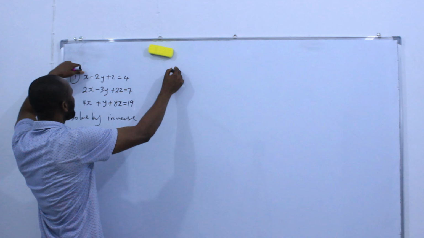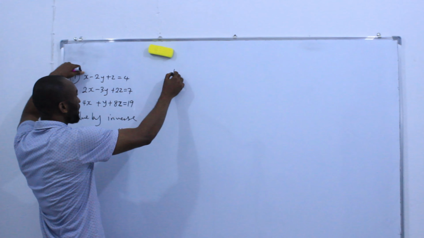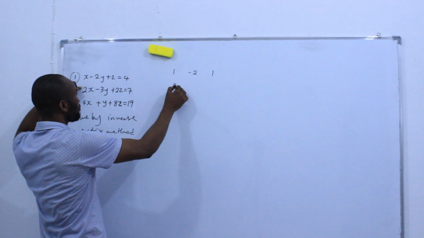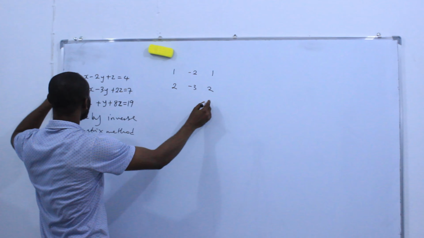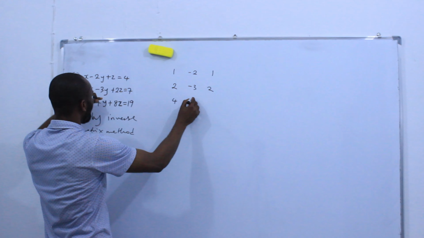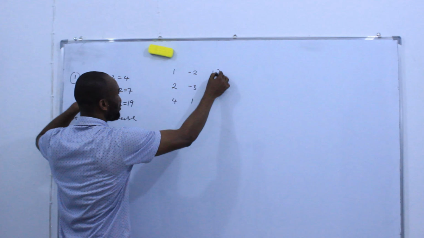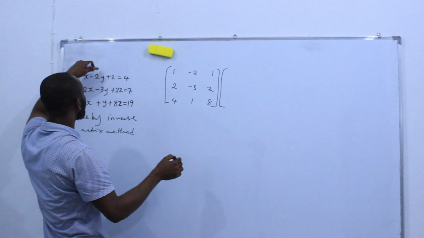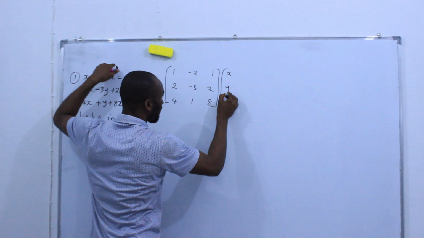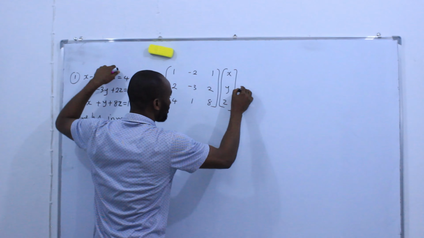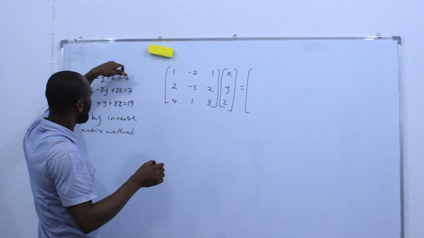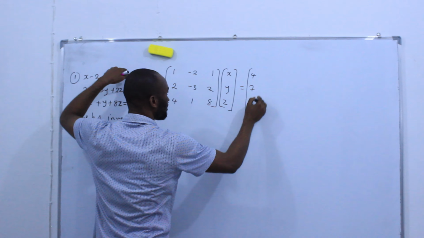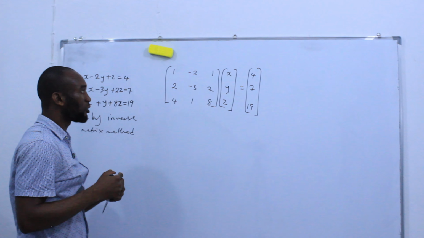The coefficients are 1, minus 2, and 1. Here we have 2, minus 3, and 2. Here we have 4, 1, and what? 8. This is the matrix. If we multiply this matrix by x, y, z, the column vector, we are going to obtain the column vector 4, 7, 19. This is what we obtain.